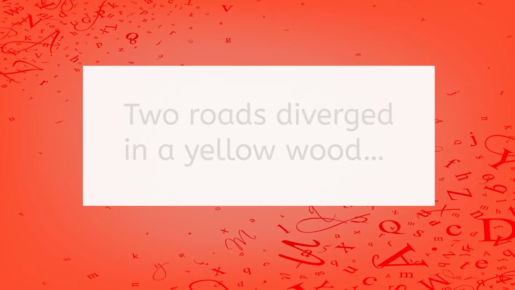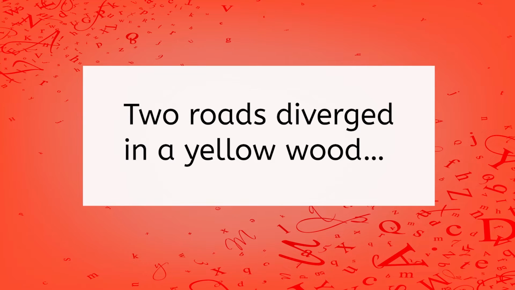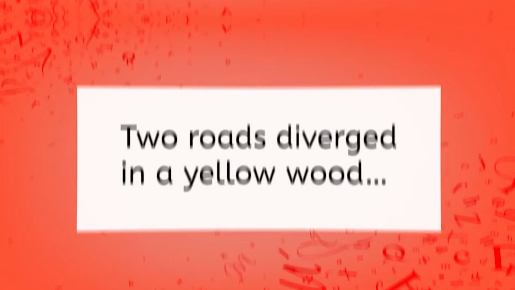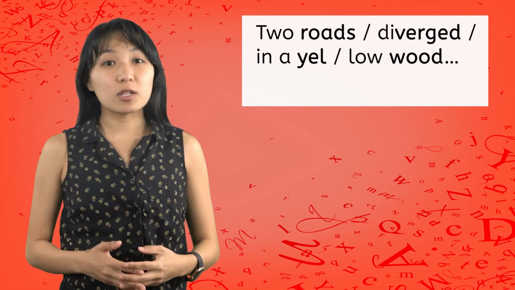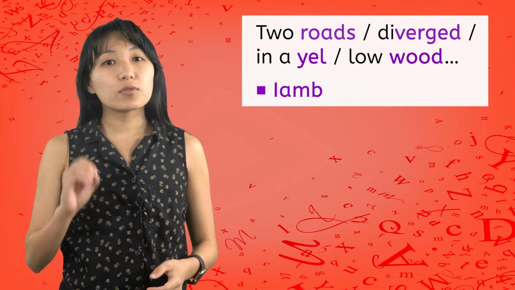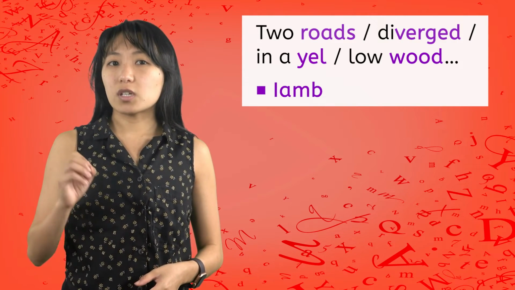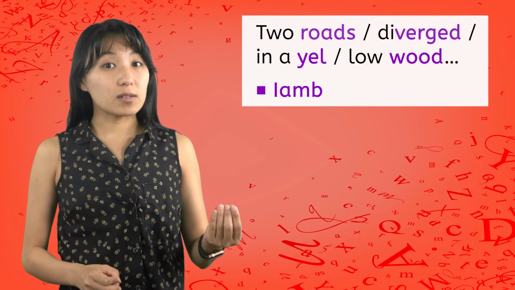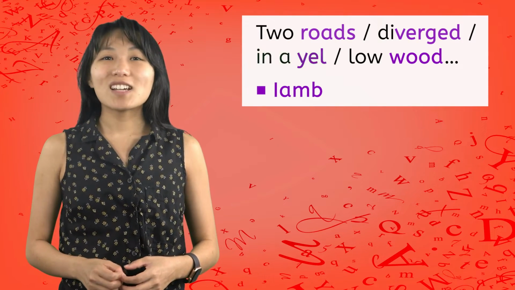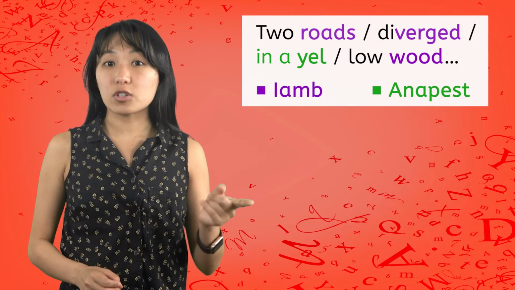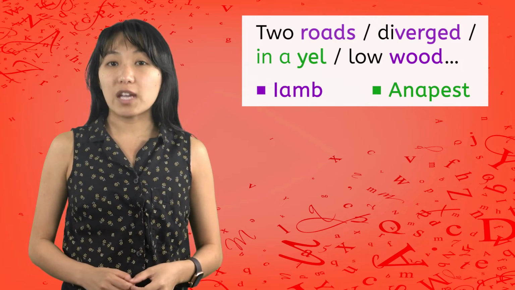Let's take a look at a Robert Frost line from the poem The Road Not Taken. Two roads diverged in a yellow wood. Which syllables are stressed? Which are unstressed? Do you notice any patterns? Here is the line with the meter mapped out. You might notice that there are 3 iambs present, but what about the pattern of 3 syllables? Is this foot a dactyl or is it an anapest? Because it has 2 unstressed syllables and the third is stressed, this is an example of an anapest.